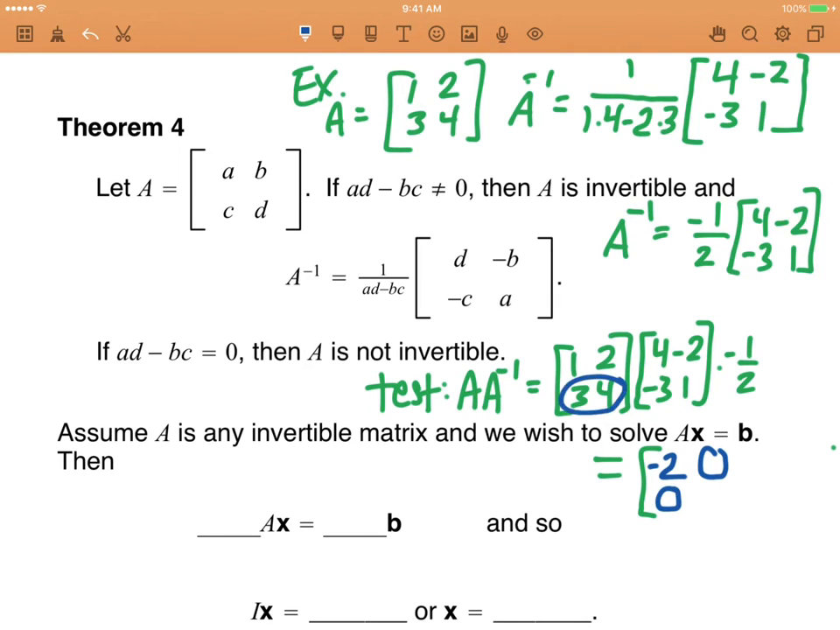And lastly, the 3, 4 dotted with the -2, 1. That's a -6 plus 4. This is starting to look a little familiar. So that's a -2.